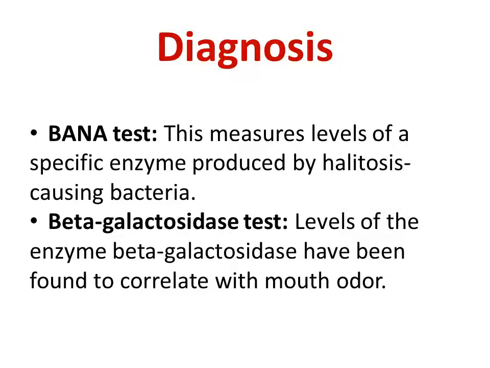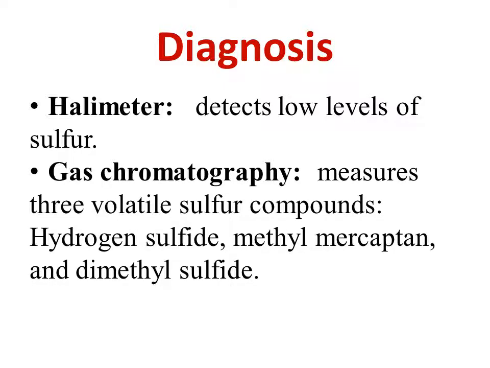We have what's called the banana test, which measures the levels of specific enzymes produced by halitosis-causing bacteria. We also measure the beta-galactosidase level, which measures the level of the enzyme beta-galactosidase, which is found correlated with bad odor of the mouth. The halimeter is a device for measuring the level of sulfur. Gas chromatography measures 3 volatile sulfur compounds including hydrogen sulfide, methyl mercaptan, and dimethyl sulfide.